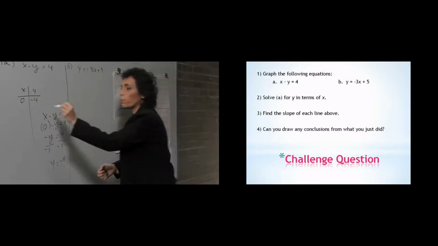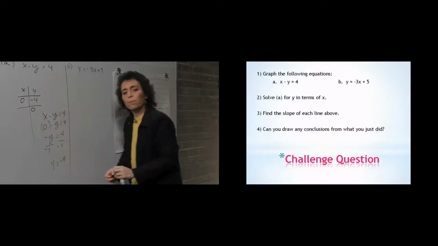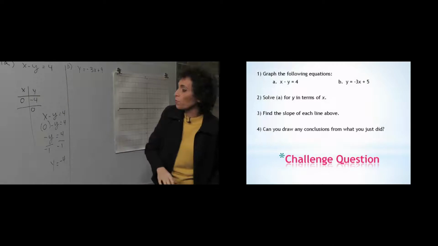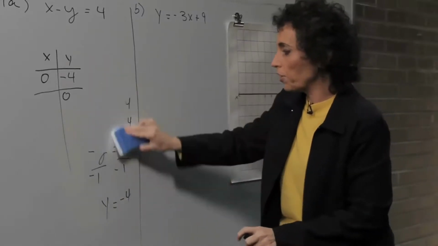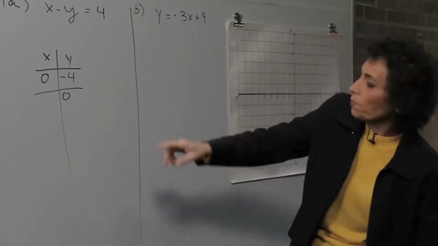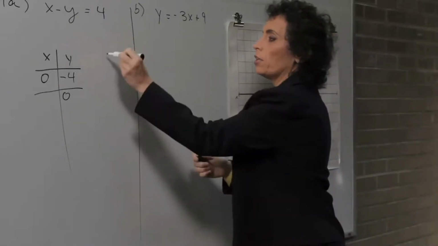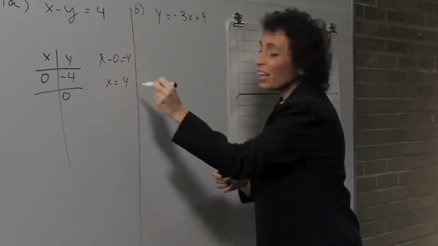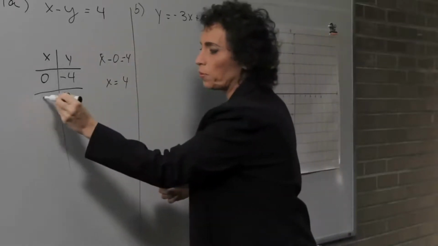I could also pick 0 for y. If I pick 0 for y, I'm going to erase this because I really need to keep that on the board. If I pick 0 for y, I bet you I can almost do this one in my head, but I won't. If I pick 0 for y, I then have x minus 0 equals 4. That's just x equals 4. I love these zeros. I love getting the intercepts. Most of the time, they're really easy.